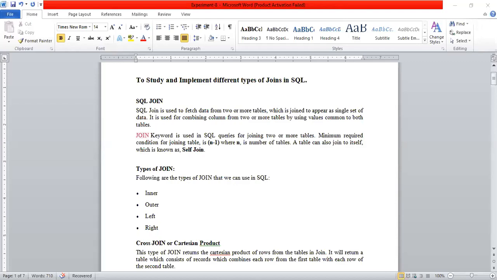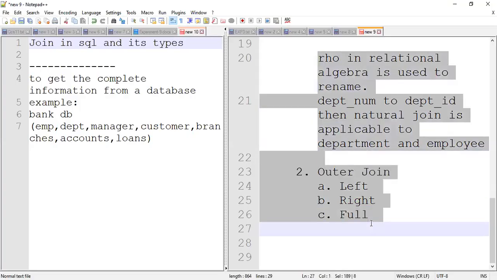So I'm sharing this notepad. You see here, at the left side, I'm explaining the theory. At the right side, I'll give examples. Then I'll return to my SQL prompt to practice. So today's experiment is join in SQL.